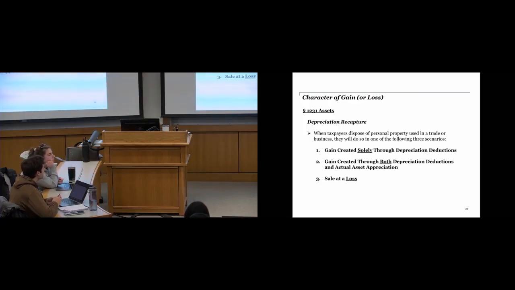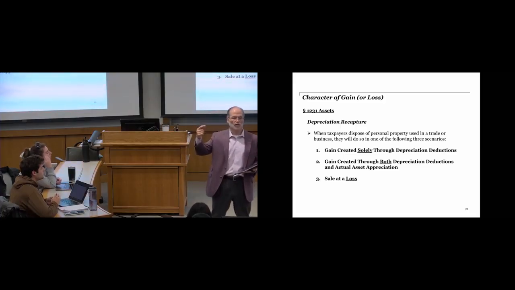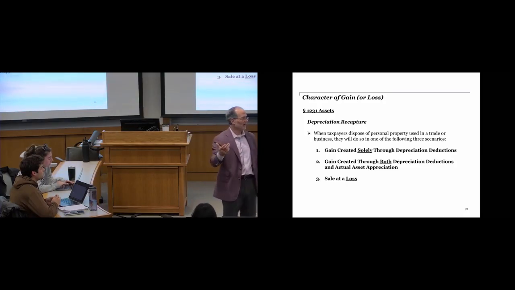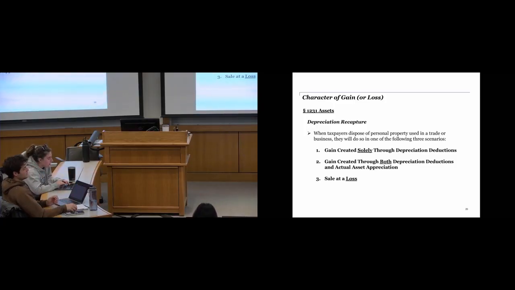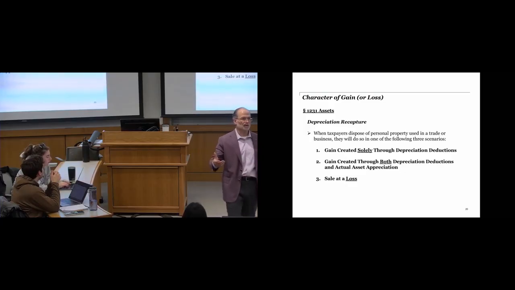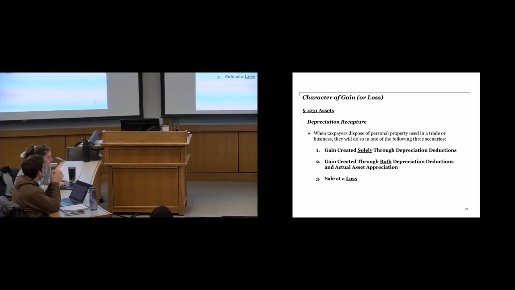So when you're looking at this, there can only be three things that can happen in depreciation recapture. You can have your gain created solely through depreciation deductions, where the only reason you had a gain is because your basis went down to get to adjusted tax basis. That's what caused the gain, so all the gain is going to be recaptured. Secondly, it could be through both depreciation deductions and actual economic asset appreciation. Some of my gain was because I pulled my basis down, recovering depreciation, but the property also increased in value economically. And then I could have a sale at a loss.